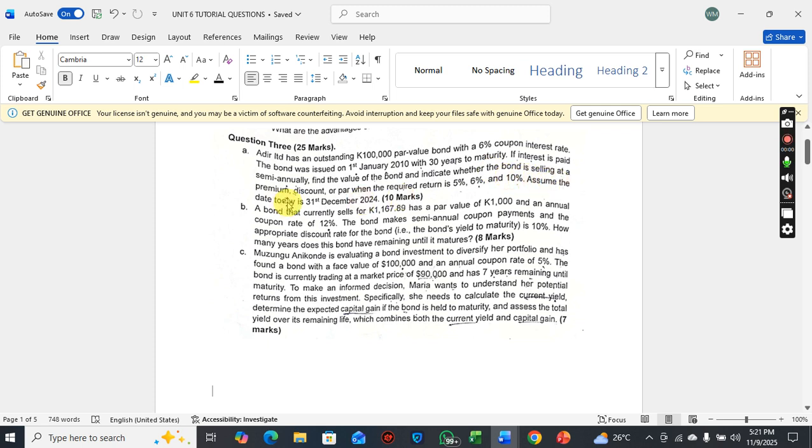Assume the date today is 31st December 2024. So here basically we're trying to find the price of this bond, how much it's selling for in the stock market. Remember, the concept here, when you're getting the price of a bond, is just the present value of all the interest that you receive, and also the present value of what you receive when the bond matures.